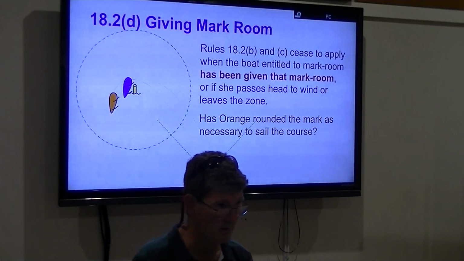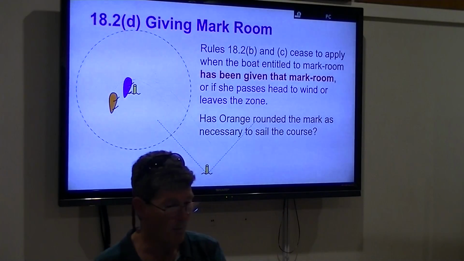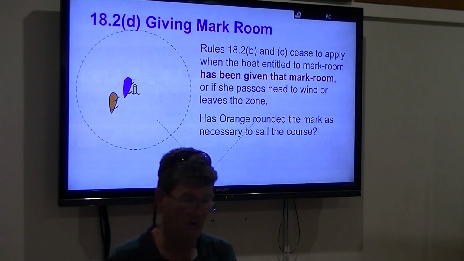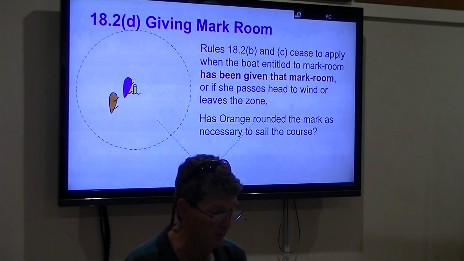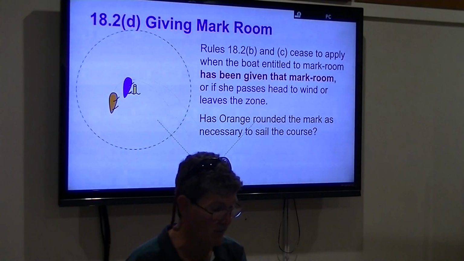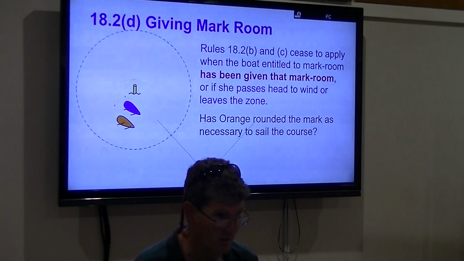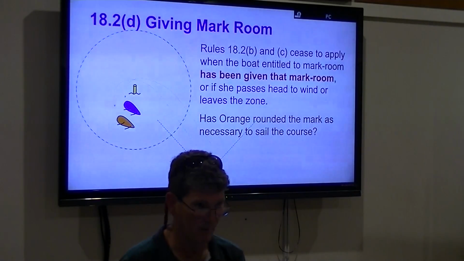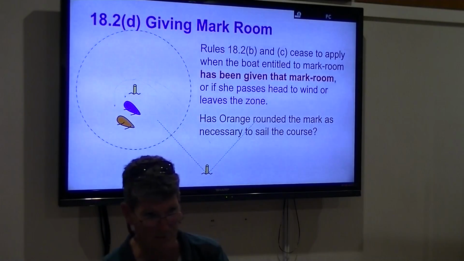So at this point in time, mark room has not turned off. Therefore, blue is still obliged to give orange mark room, and orange can jibe and take blue with her. Or blue has to somehow teleport herself out of there.